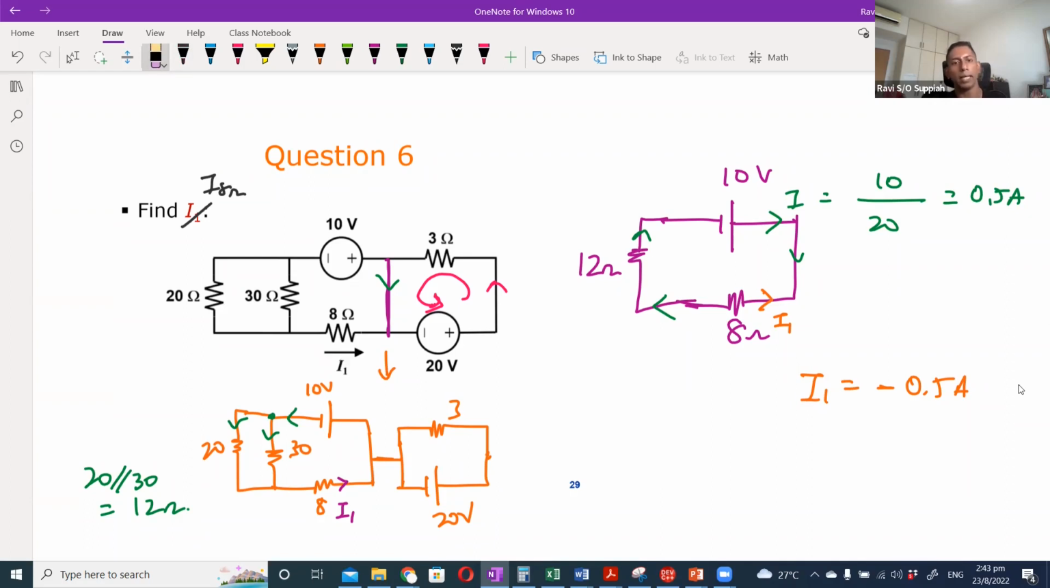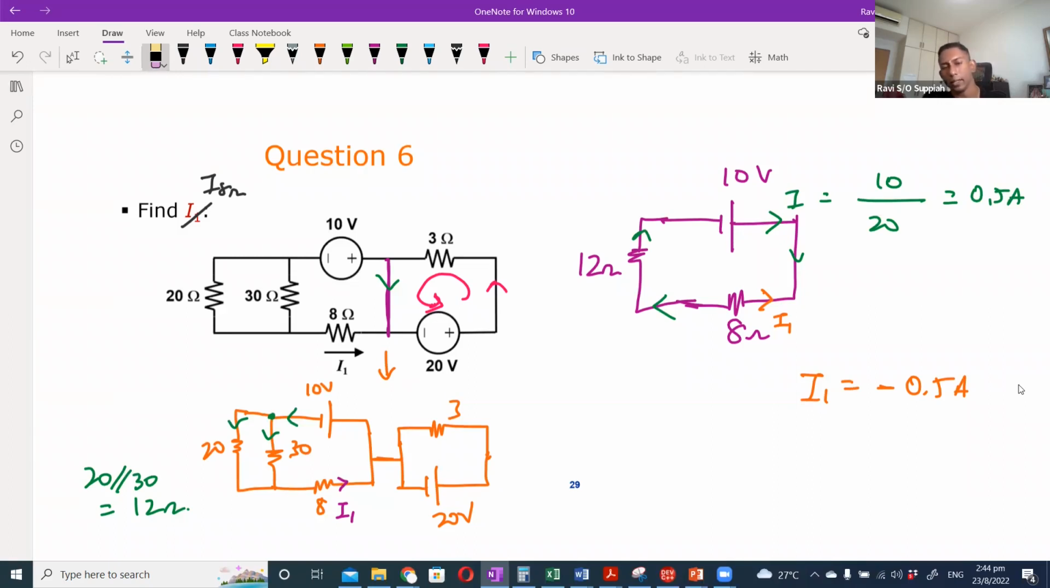That means we are labeling the current to flow in this direction from left to right. It's already been labeled to flow in this direction, left to right. But upon solving the circuit, we know that the current is actually flowing in the opposite direction, which is right to left. So since it is flowing in the opposite direction, the I1 is actually negative 0.5 ampere because it's supposed to be going in the opposite direction.